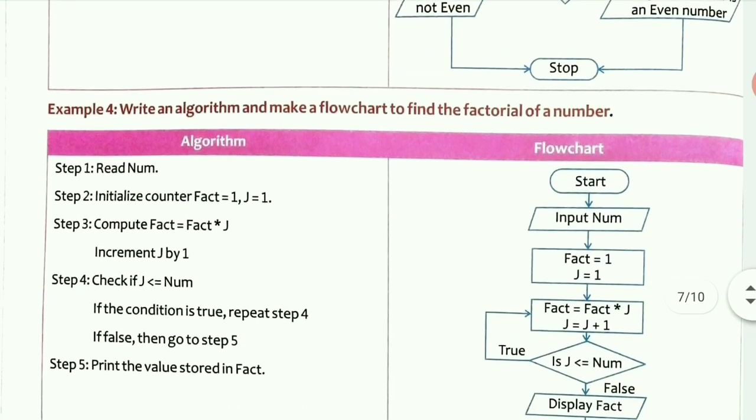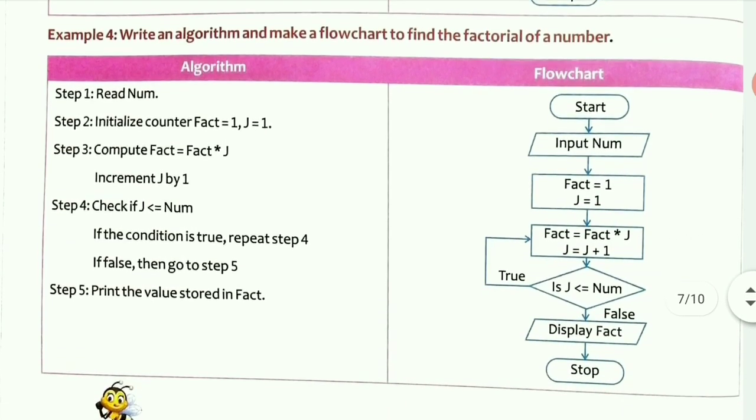And the fourth example is: write algo and make a flow chart to find the factorial of a number. And children, the program for factorial you have already done in class 7. Okay, so just let us do it.